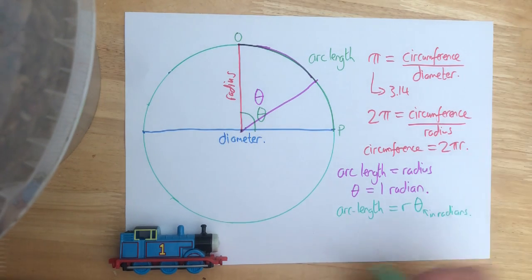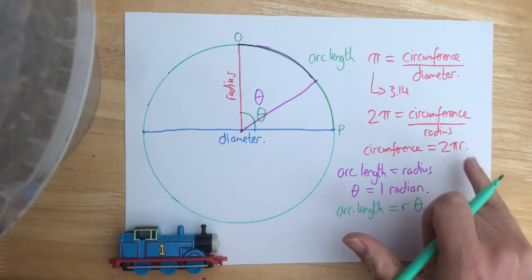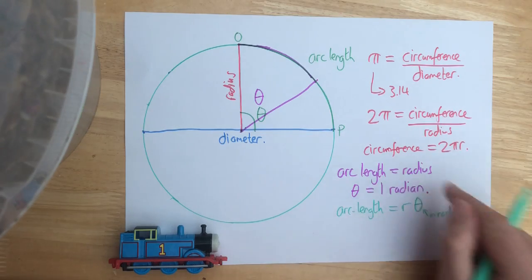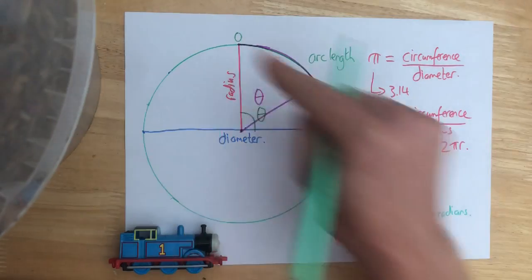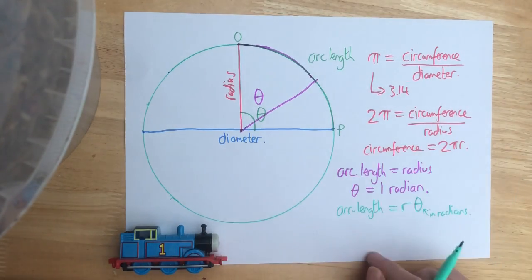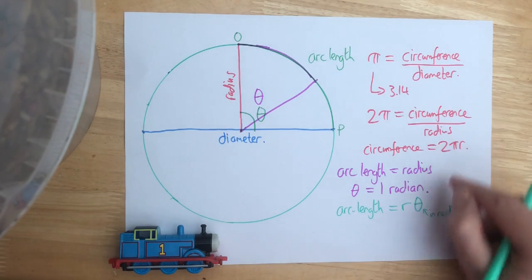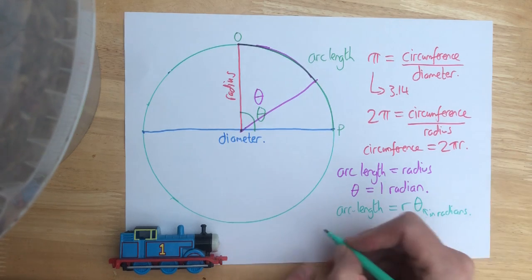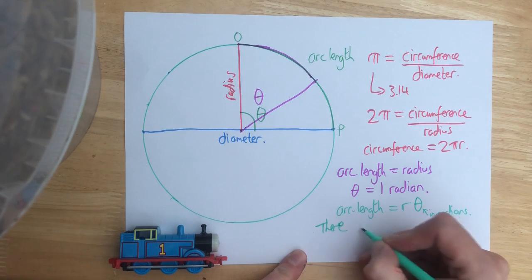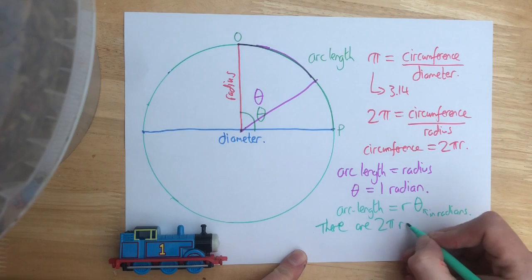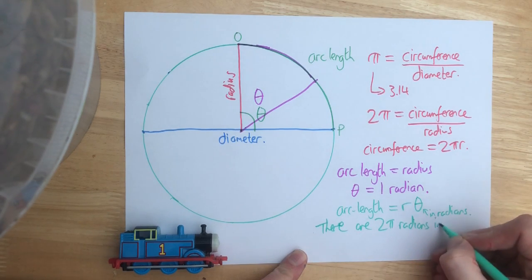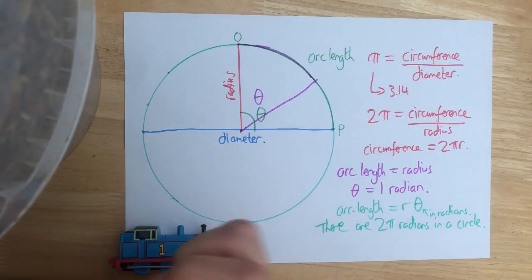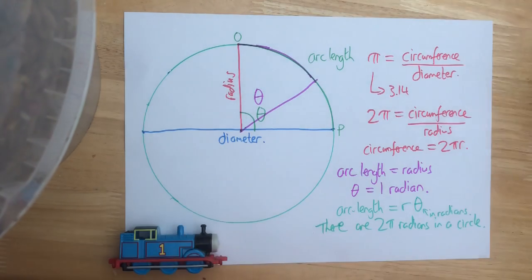Now, the circumference of the circle is 2 pi r, which we've already got here. That means that going all the way round, the arc length is equal to the circumference. The r is in both equations, which means by definition there are 2 pi radians in a circle. That's pretty important, because it gives you an idea of the different sizes of these.